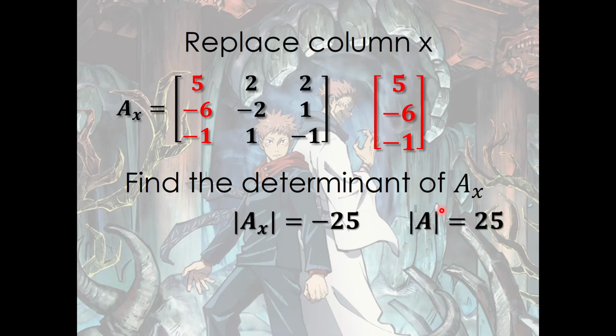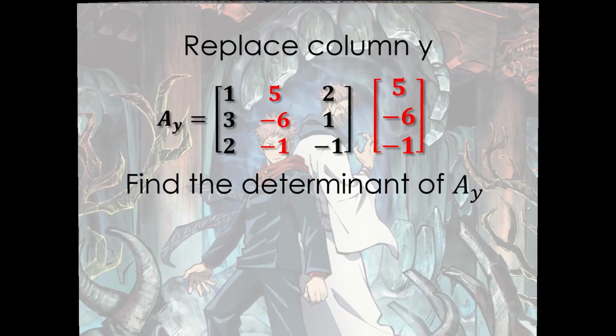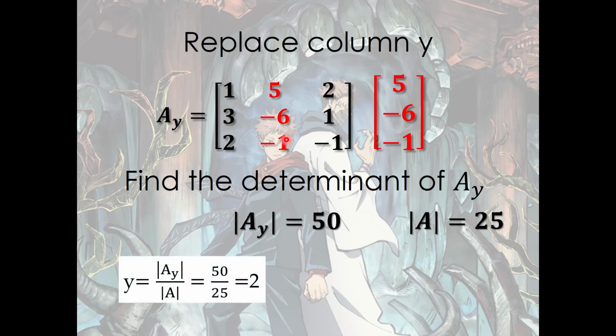The determinant of A is 25. So we can simply find the X value here, which is negative 25 over 25. Let's mark the X value as negative 1. Okay, AY, same case. We replace the column Y with the constant matrix. We get a determinant of 50, and we already know the determinant of A is 25, so we divide the two, and we get a Y value of 2.